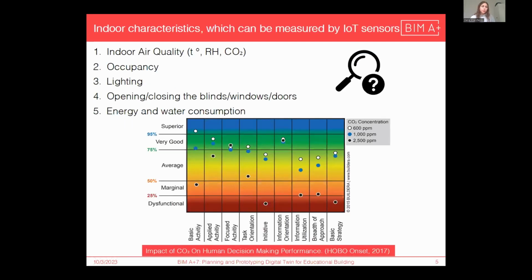Also, as a part of literature review, I reviewed indoor characteristics which can be measured by IoT sensors. It includes indoor air quality characteristics such as temperature, relative humidity, carbon dioxide level, occupancy, lighting, opening and closing of blinds, windows, doors, and energy and water consumption matters. As well, here you may see in the picture an example of the impact of carbon dioxide on human decision-making performance, which is crucial.